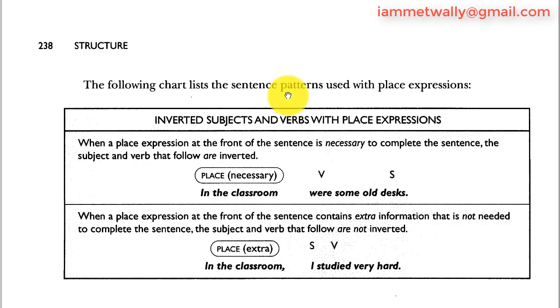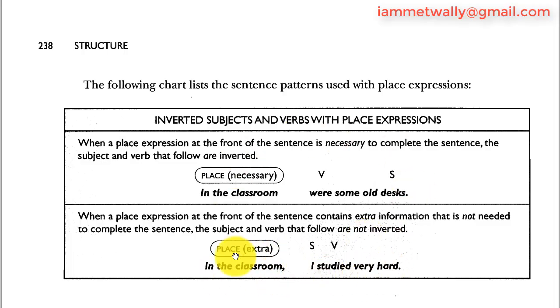The following chart lists the sentence pattern used with place expressions, inverted subjects and verbs with place expressions. When a place expression at the front of the sentence is necessary to complete the sentence, the subject and the verb that follow are inverted. In the classroom were some old desks. This is necessary, so I inverted. When a place expression at the front of the sentence contains extra information that is not needed to complete the sentence, the subject and the verb that follow are not inverted. So, in the classroom, I studied very hard.